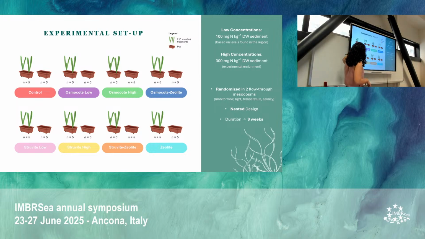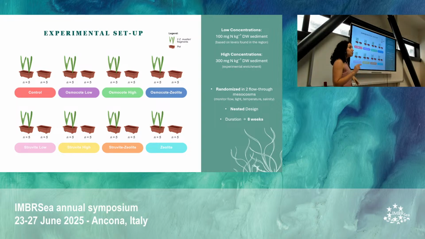Each treatment has 10 pots, 5 of which are unplanted to check if there were any external factors that could influence the release of nutrients. And the other 5 were planted with 2 plants of seagrass per pot. And therefore, the structure is a nested structure, which was considered in the statistical analysis afterwards. The pots were randomly placed in 2 flow-through mesocosms, and the duration of the whole study was 8 weeks.